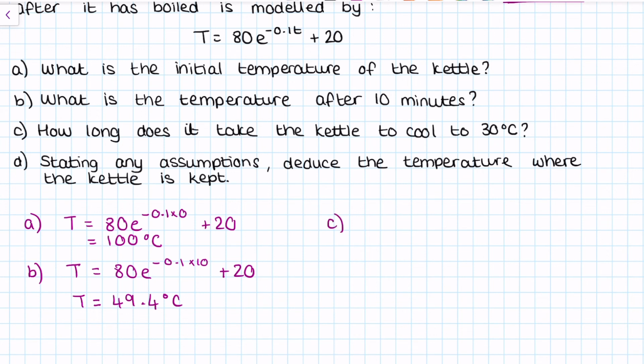C, how long does it take the kettle to cool to 30 degrees C? So now we know the temperature at the end and we're trying to find what the time is. So it'll be 30 equals 80 e to the power of negative 0.1t plus 20. With this you can just put it in and solve it and it will tell you that t equals 20.8 minutes.